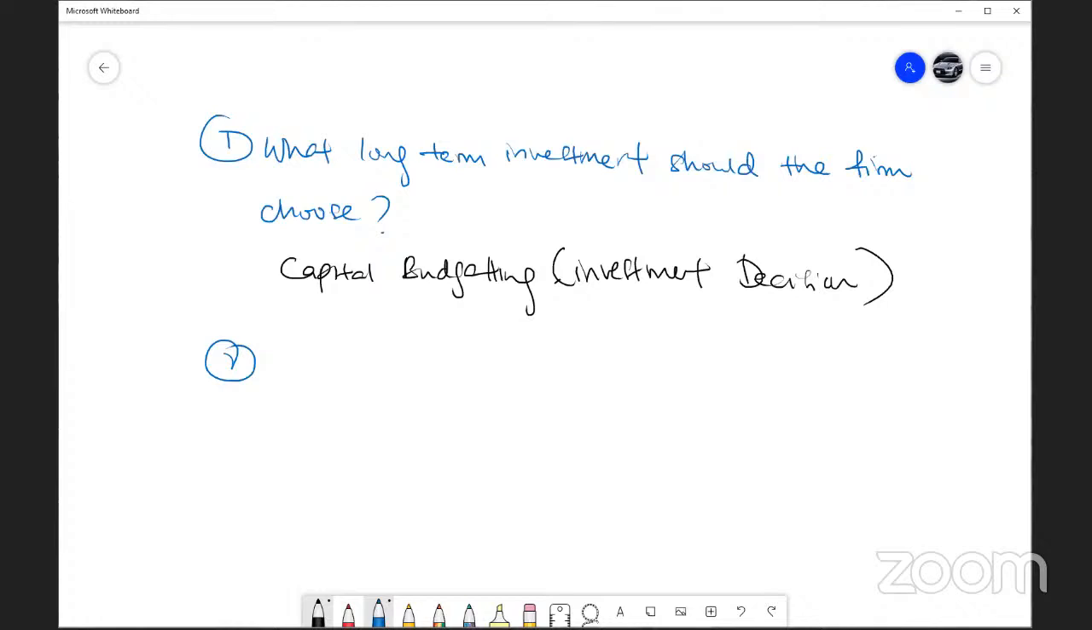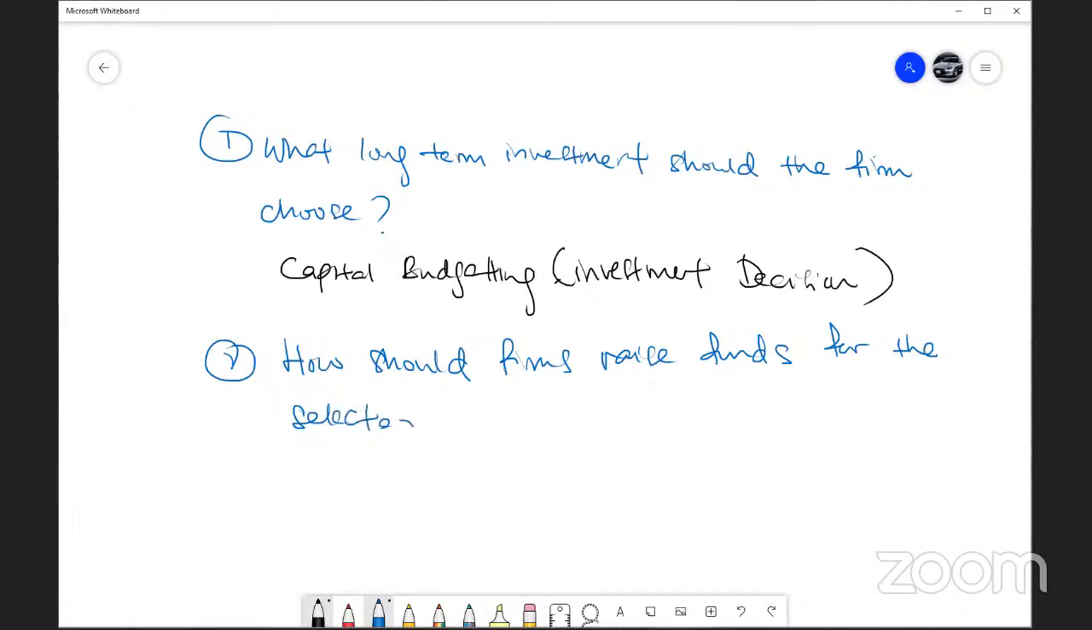Okay, the second question that they like to ask a financial manager is, how should you fund the selected investment? How should firms raise funds for the selected investment? So after question number 1, you already decided maybe you want to buy a new building. But the problem here is, how should you get the money for this new building?